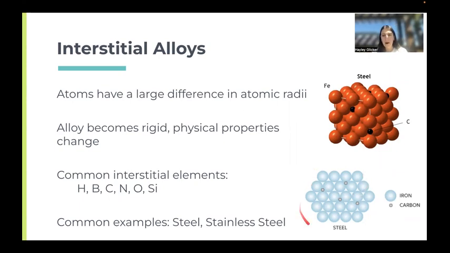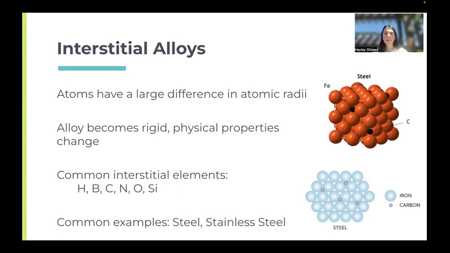If we look at it on a 2D scale, we see ultimately that the carbons are able to fit into these little gaps that are caused between ions being next to each other. And ultimately, that makes our alloys really rigid and changes the physical properties. Interstitial alloys are really solid. So some common interstitial elements are really small atoms like hydrogen, bromine, carbon, nitrogen, oxygen, and silicon.